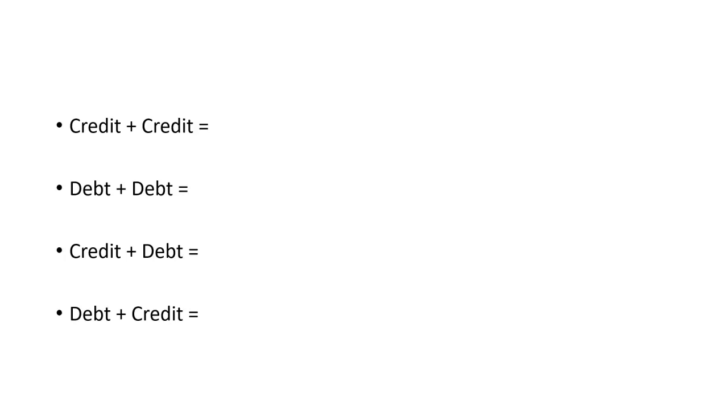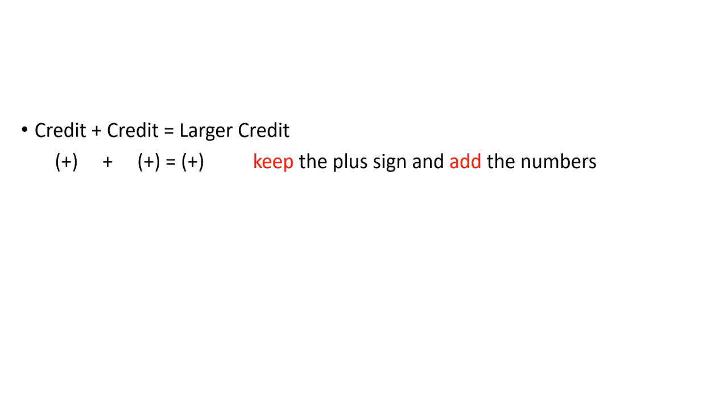And I found credit and debt is an easy way to help us to remember the rules. So as we add a credit and credit, we know we're going to get larger credit. So let's say you have $3 in one bank and $5 at another bank, and when you add them, you're going to get $8 in both banks. So you get larger credit.